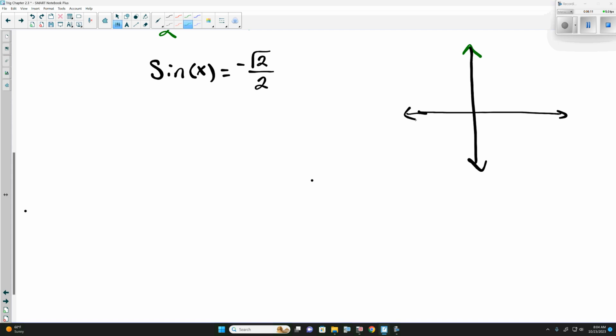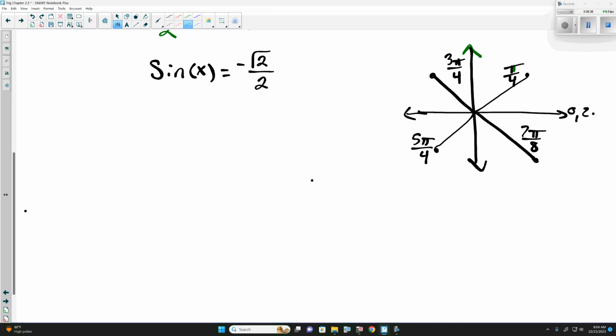And there's 4 spots where sine has a value of square root 2 over 2. One of them is at pi over 4. One of them is at 3 pi over 4. Another is at 5 pi over 4. And the last one is at 7 pi over 4, if we're going between 0 and 2 pi.